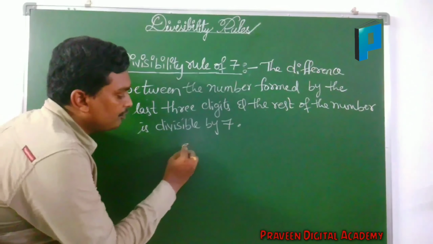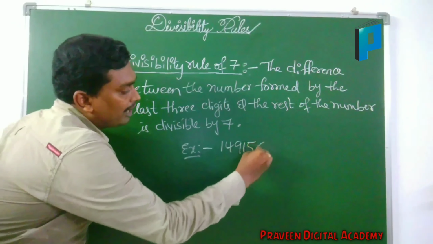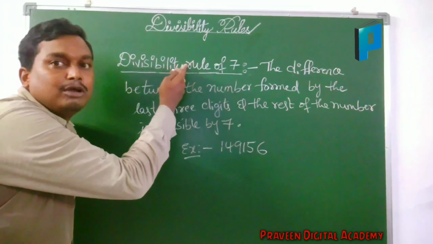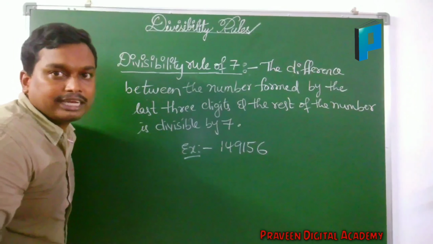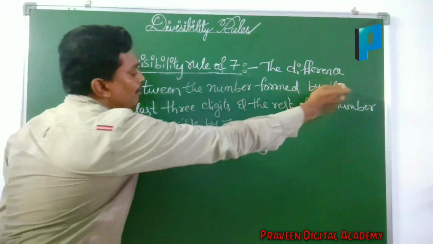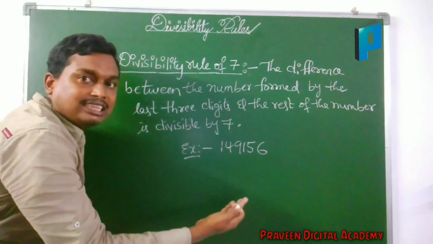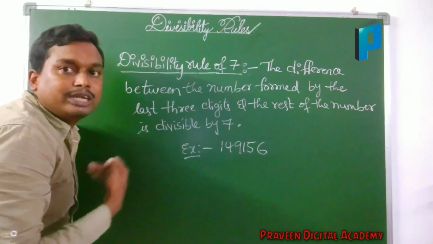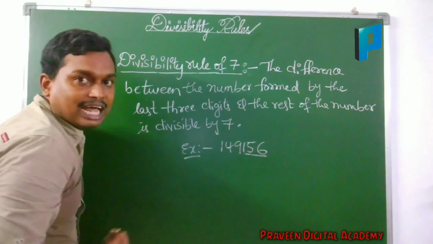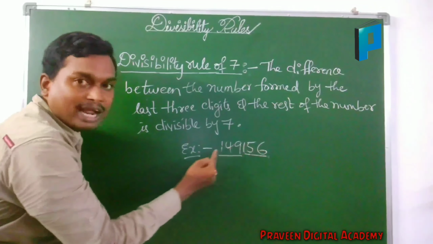For example, if you take a number 149156, whether this number is divisible by 7 or not, you should check it. For that, what will we do? We take the difference between the number formed by the last three digits and the rest. Here what are the last three digits? 156 is the last three digits. And what are the remaining digits? 149. You subtract these both.